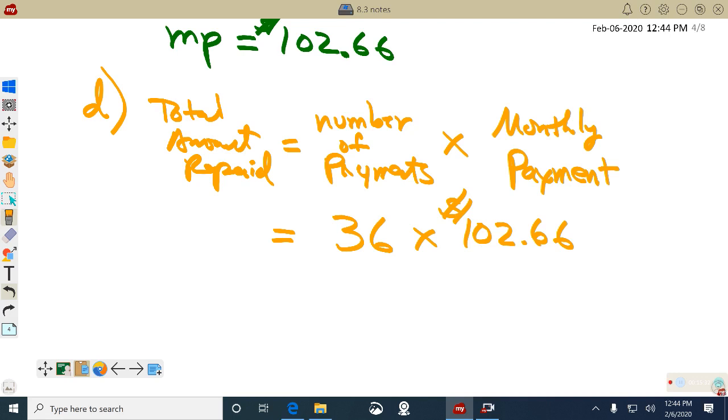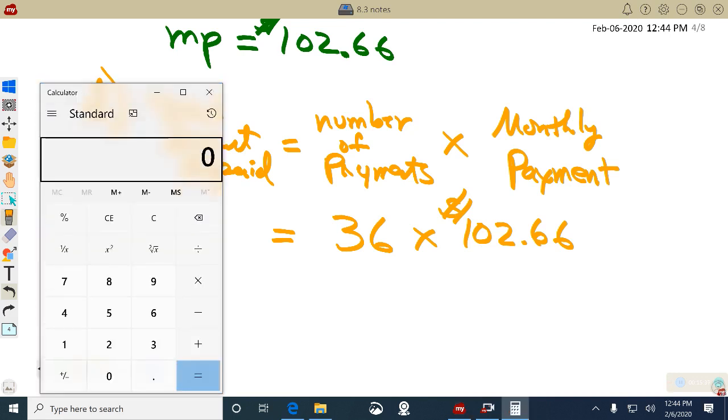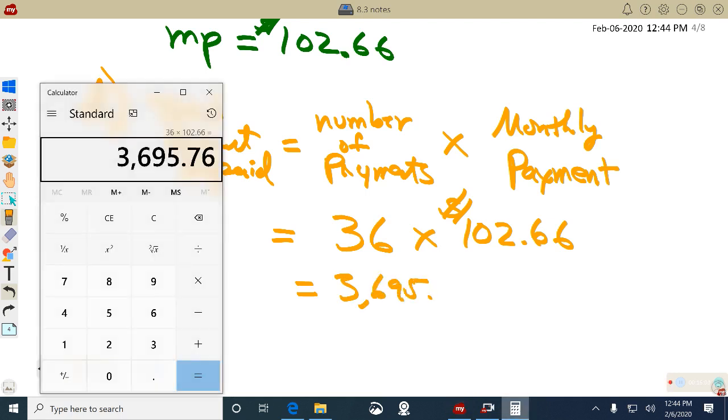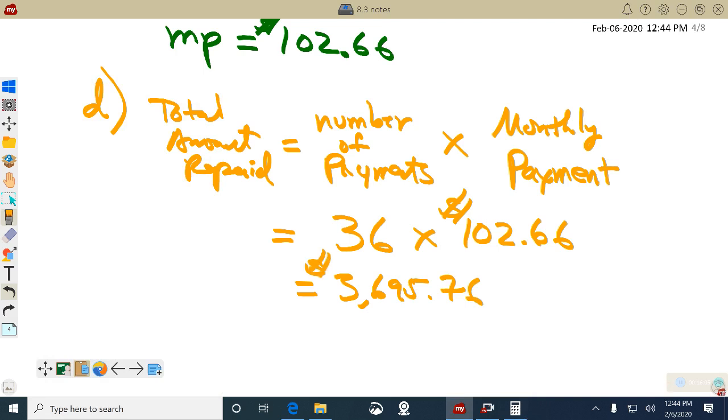So let me get my calculator. 36 times 102.66. So poor Ingrid is going to have to pay, in 3 years, $3,695.76. That's the total amount repaid. Thank you.